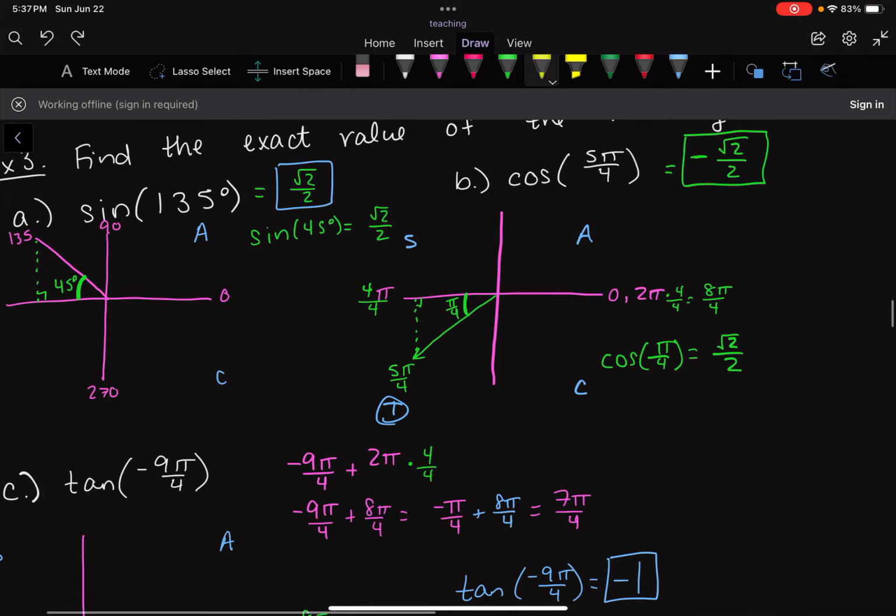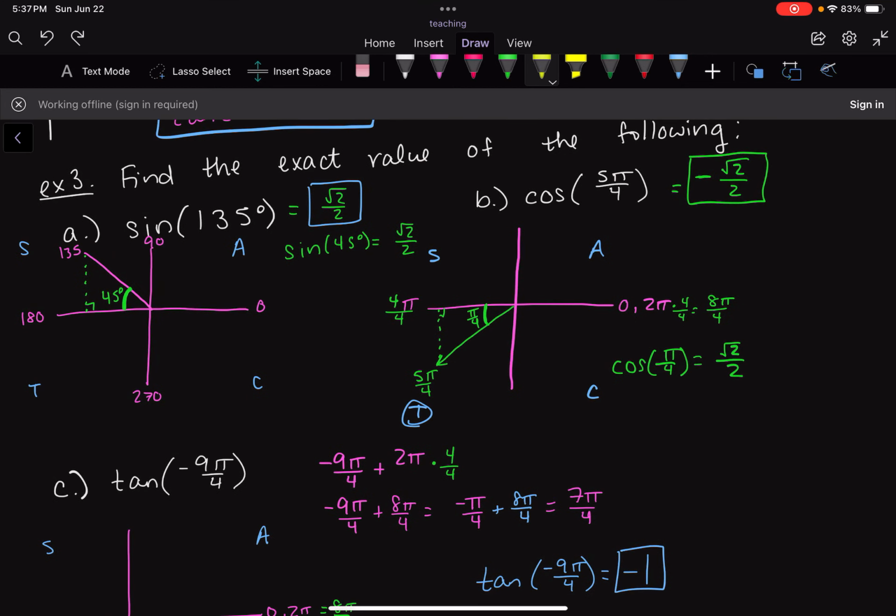So for instance, sine of 135 is in quadrant 2, and sine is positive in quadrant 2. So we still have a positive answer. But if we go look at part B, 5 pi over 4, our reference is pi over 4, or 45 degrees. So cosine of 5 pi over 4 is square root 2 over 2, just like cosine of pi over 4 is square root 2 over 2. The only thing that changes is that the sign has to be negative since we're in quadrant 3.